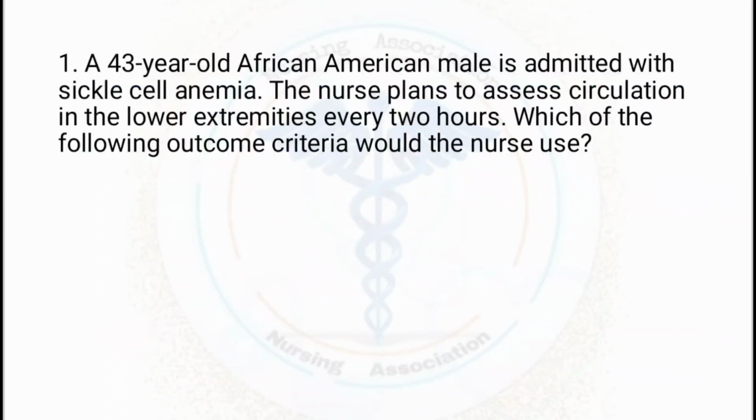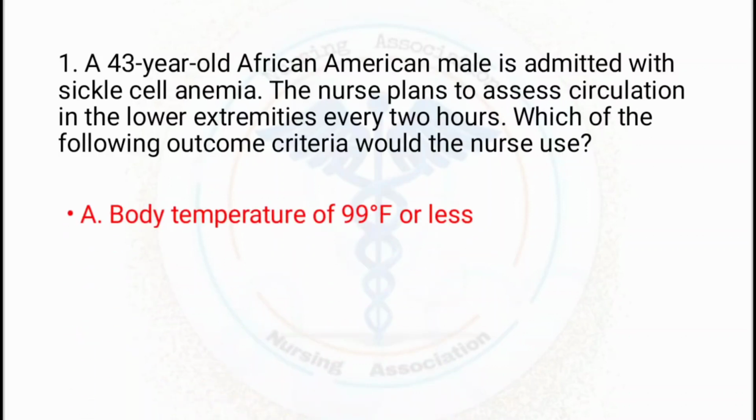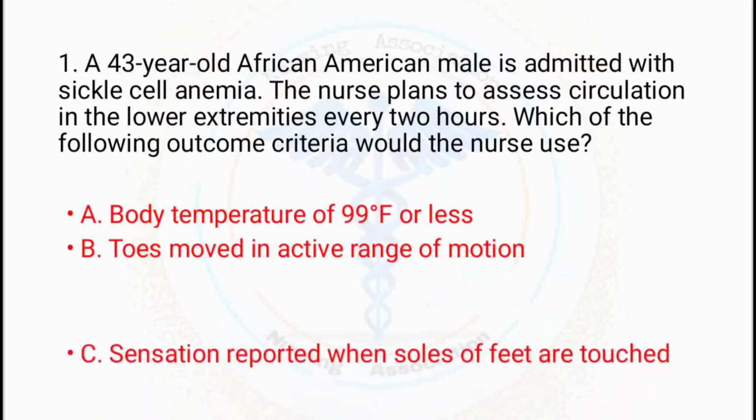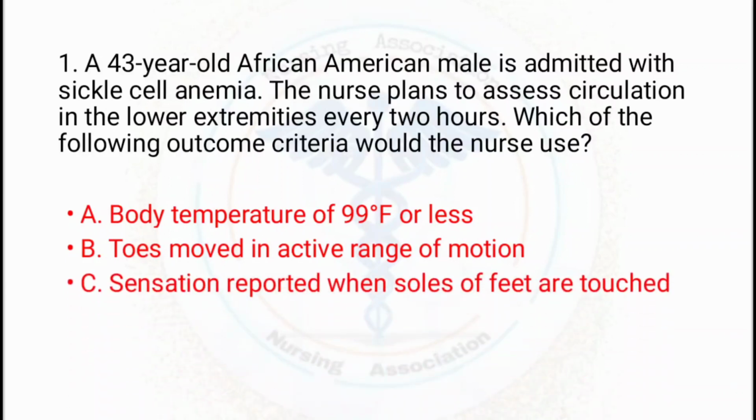A 43-year-old African American male is admitted with sickle cell anemia. The nurse plans to assess the circulation in the lower extremities every 2 hours. Which of the following outcome criteria would the nurse use? A. Body temperature of 99 degrees Fahrenheit or less. B. Toes moved in active range of motion. C. Sensation reported when soles of feet are touched. Or D. Capillary refill in less than 3 seconds.